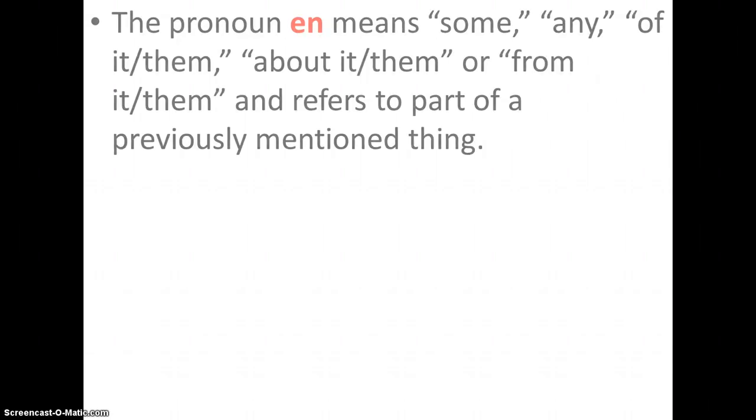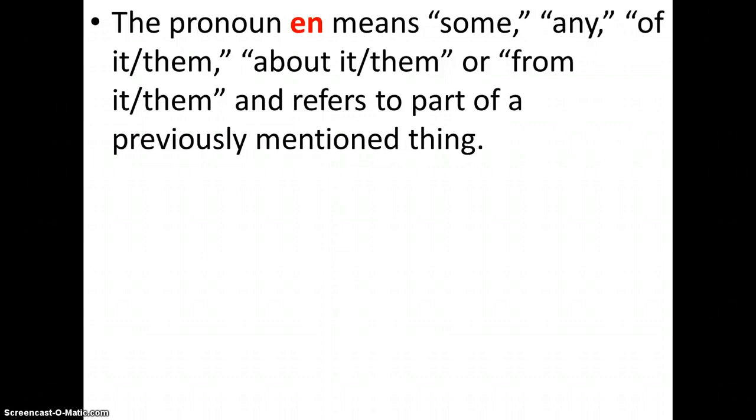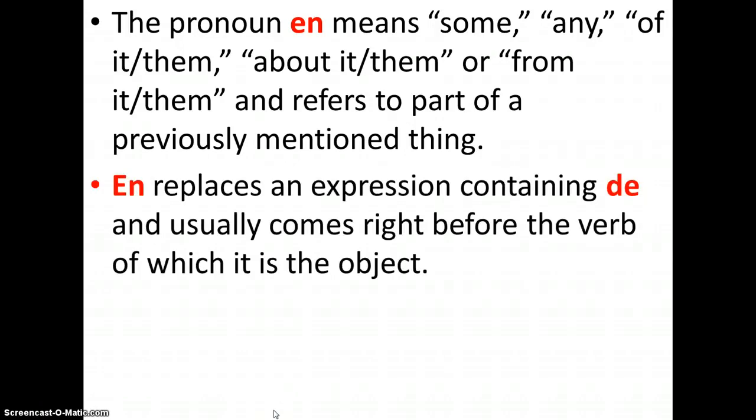Okay, but here the pronoun en means some, any, of it, of them, about them, or from it, from them, and it refers to part of a previously mentioned thing. Basically here, because it's a pronoun, we all remember that the pronoun replaces the noun, so it will replace a noun that was previously mentioned. En replaces an expression containing de.